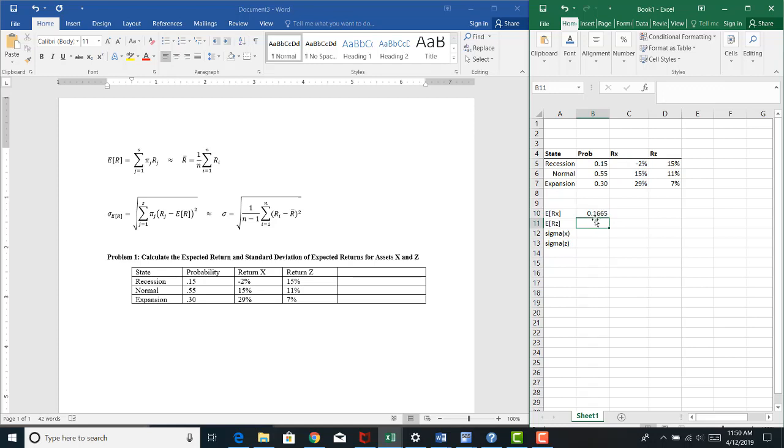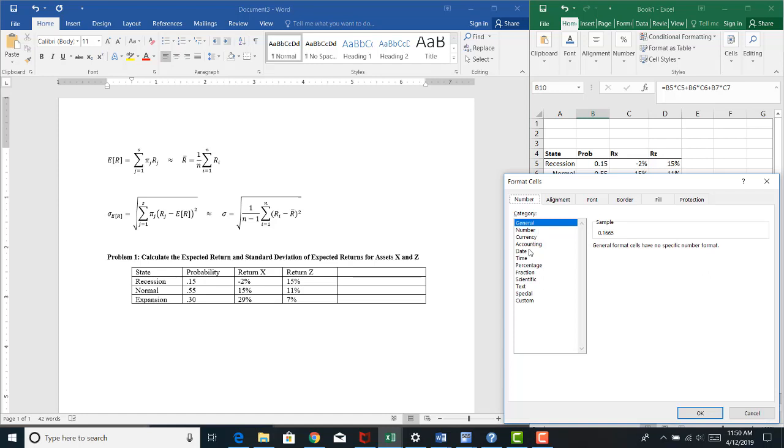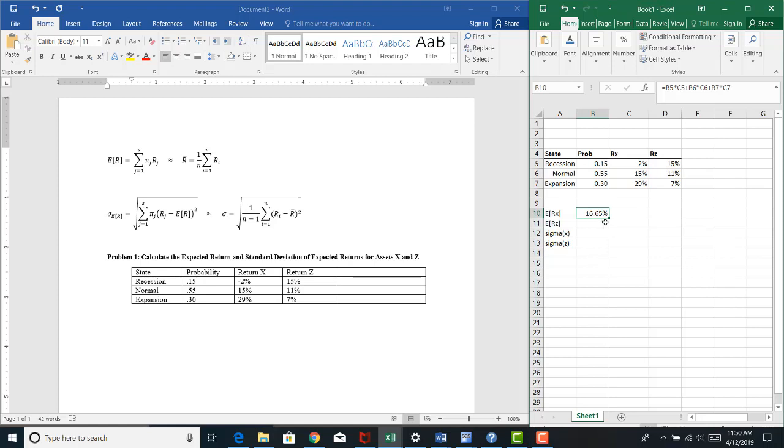I get a return of 16.65%. Let me format this and put that in percent so it's consistent with the percent returns. Okay. And that's intuitive. That should make sense. Look, in a normal state, there's a 55% chance. It's about 15%. I know that my average is going to be around there somewhere. I lose 17% when I go from a normal to a recessionary state, and I gain about 14% when I go from a normal to an expansionary state. I could have almost guessed what that expected return is going to be.